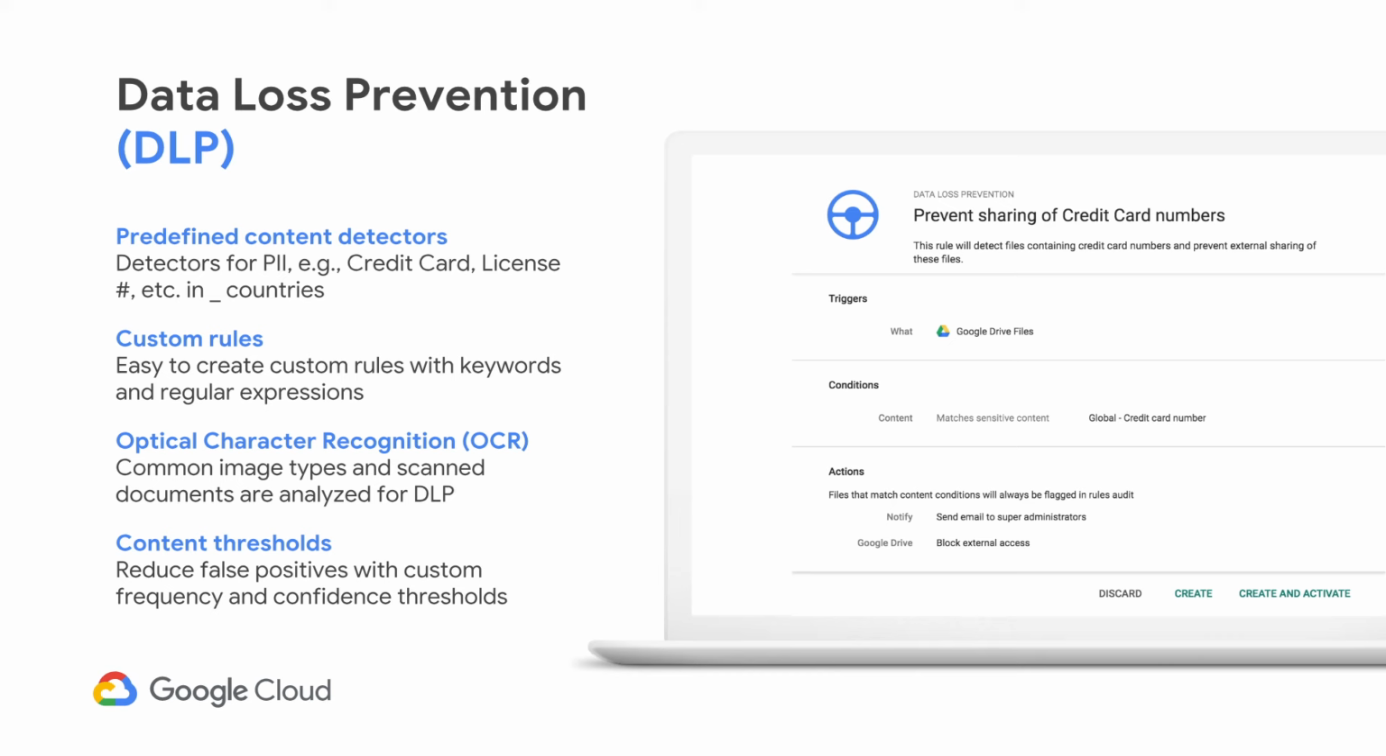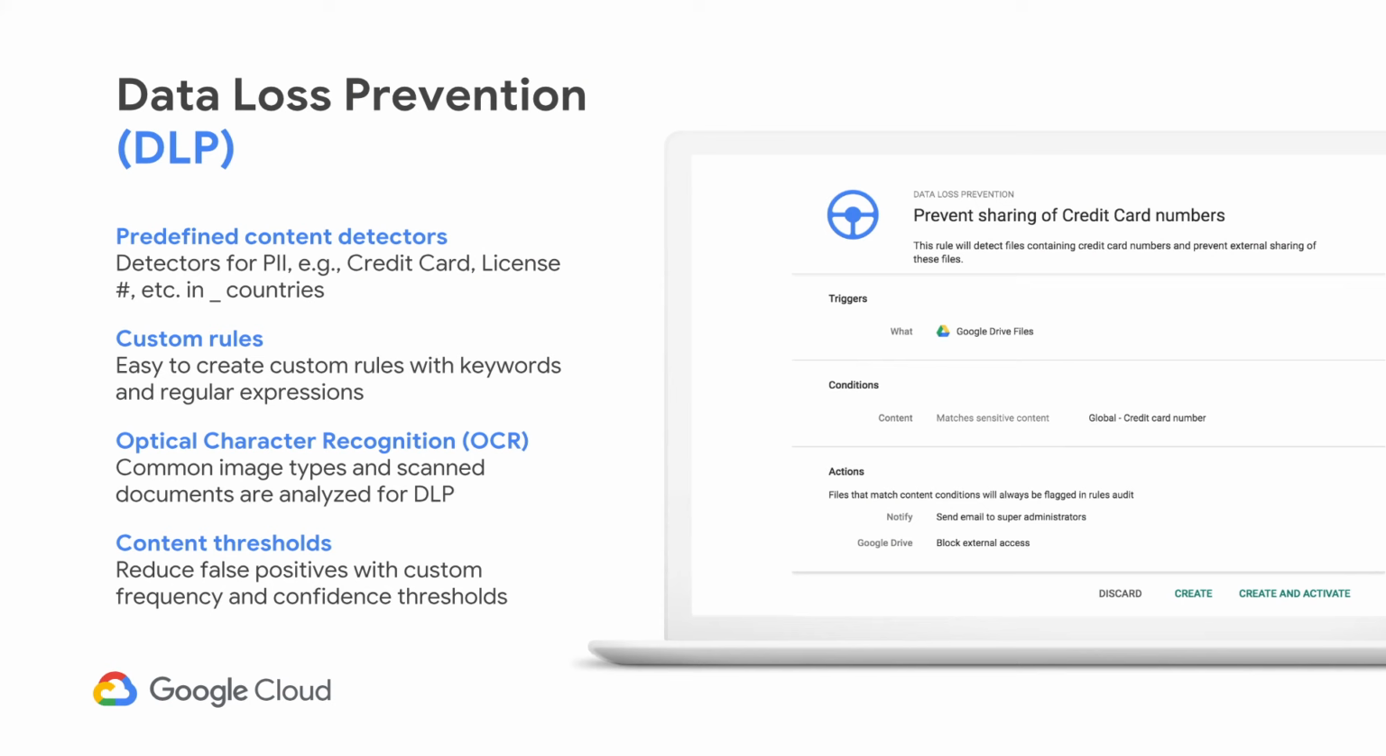You can also define your own custom rules because you are the one who knows your business. You are the one who knows what's sensitive data for you in terms of intellectual property and sensitive project codes, and you can define these rules by keywords or using regular expressions. And if you observe that you receive too many false positives, you can always adjust these content thresholds.